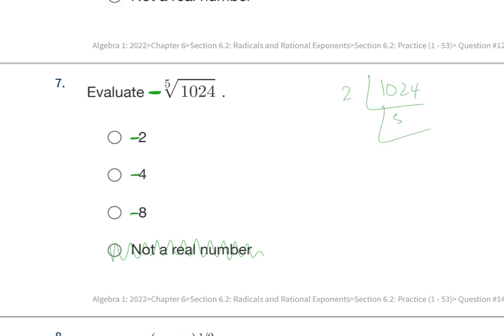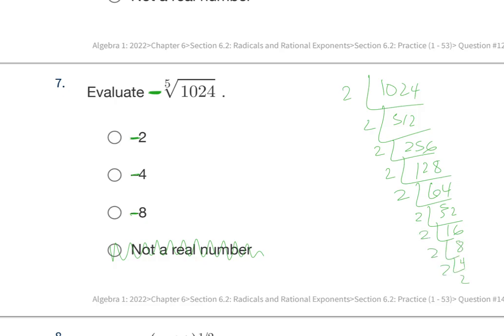So I divide that, I get 512. I divide that, I get 256. I divide that, I get 128. I divide that, I get 64. I get 32, 16, 8, 4, 2, 2. Cool. 1, 2, 3, 4, 5. 1, 2, 3, 4, 5.